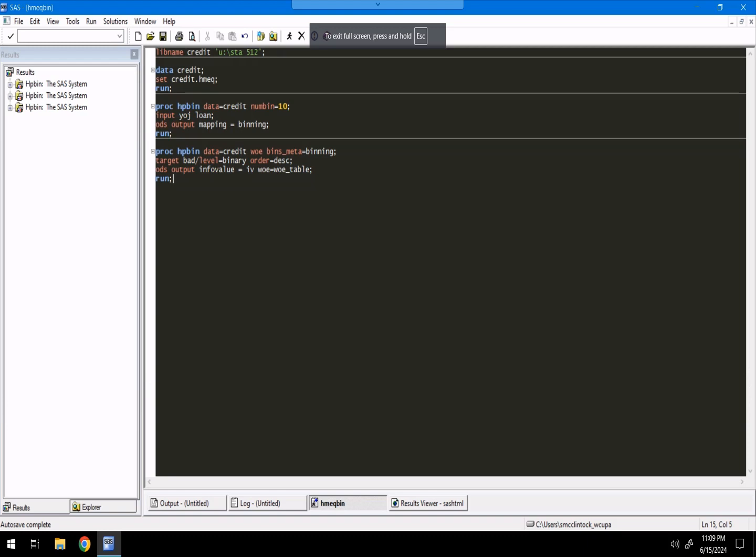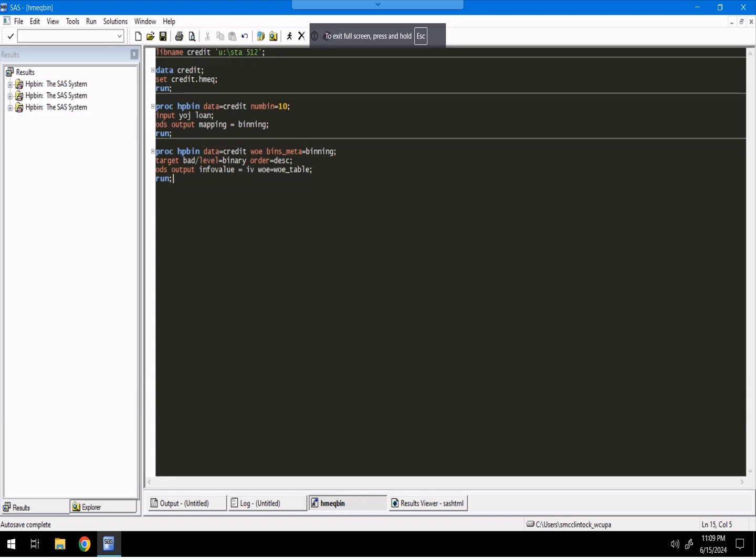I can then take the bins that were determined the first time I ran HP bin, and plug them into a second instance of HP bin. The second instance is basically saying, take those bins and compute the weight of evidence and compute the information value. Okay.